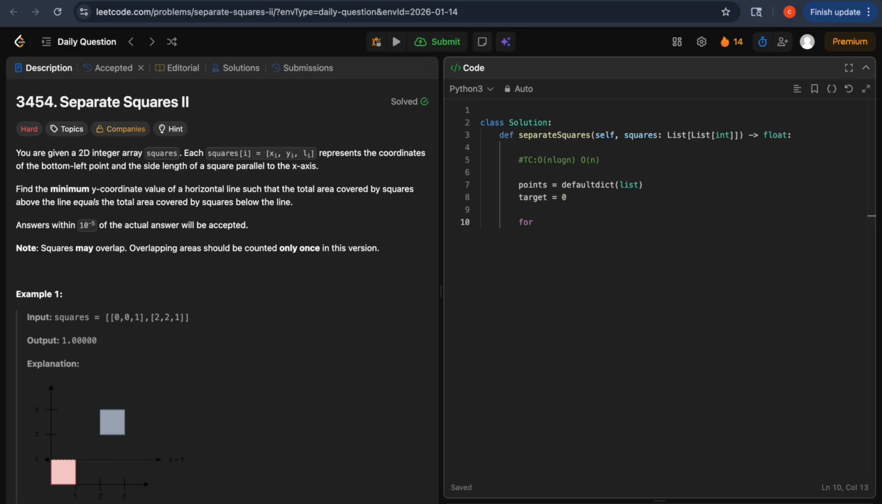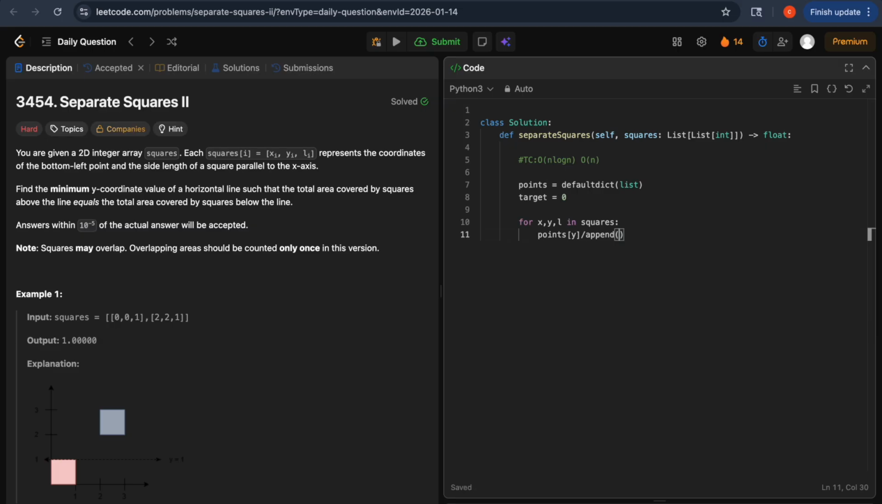Now we have to store the values in the points, right? So for x, y and l in squares, points of y, because we have to append that, we are having the key as the y value, right? So 0, 1 and 2. So because of that, dot append.